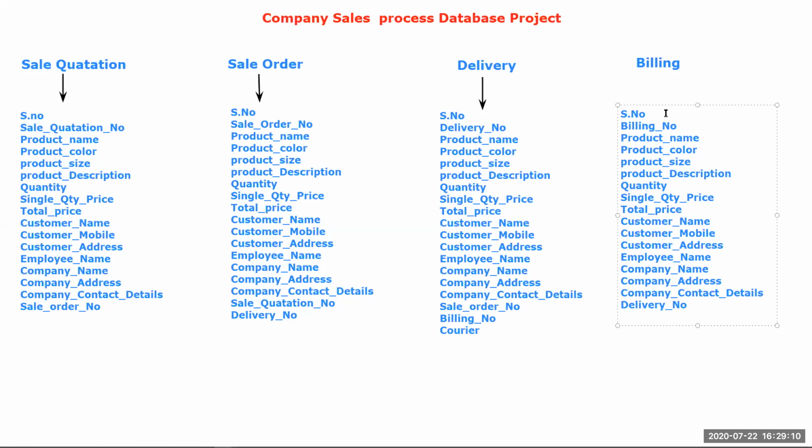If you go with billing, you have to add some more columns, like billing status. Here you can pass yes or no, that's all. If the customer has settled, you can pass yes. If not, you can pass no. That's all. This is your database concept.